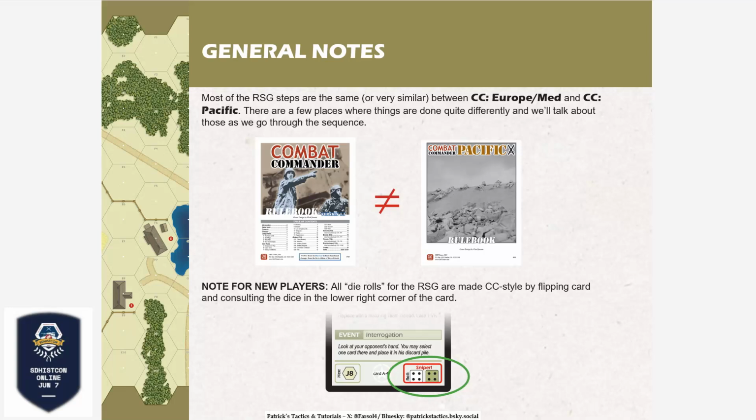And for anyone, good grief, is there even anyone in here who hasn't played before? No. But for anyone who may watch this later, all of the die rolls that we're going to be talking about are going to be made Combat Commander style simply by flipping cards off your deck and looking at those cards to give you your die rolls. And that's the little indicator down here of where they are on the card. Ding!